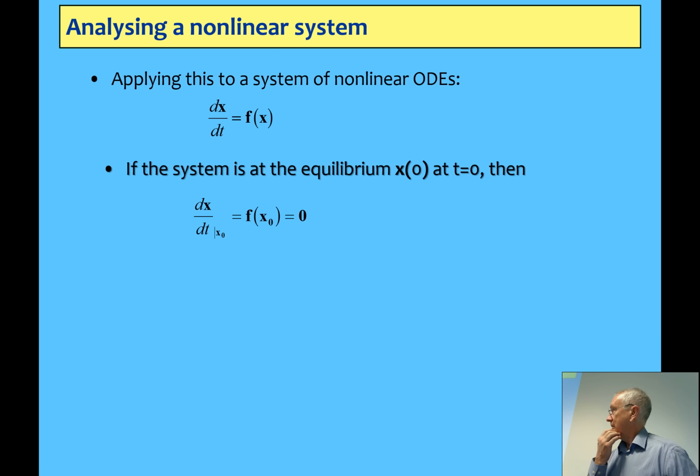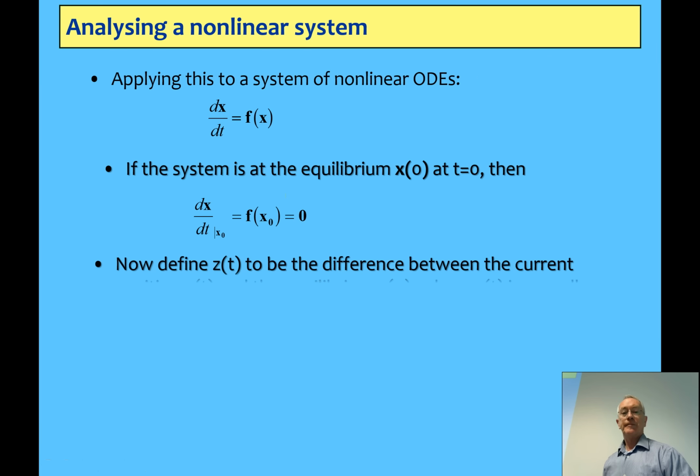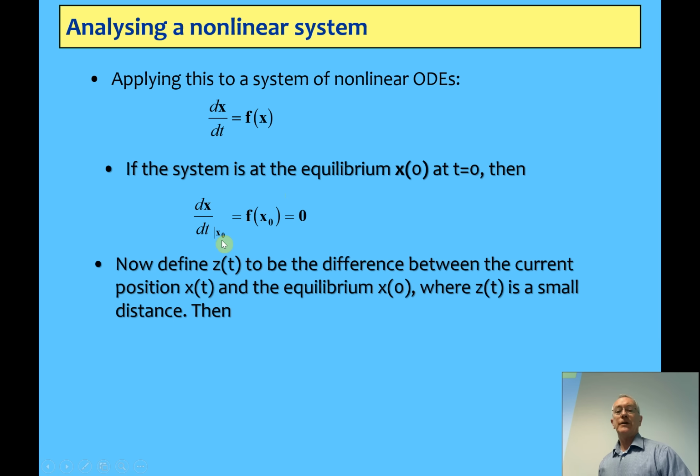So you start off with saying, here's your equation, your nonlinear equation, where x is a vector of values and f is a function of that vector, and you're evaluating it at the equilibrium. Since you're at equilibrium, the constant term you're working with is also going to be 0. Because if you're in equilibrium, there's no deviation from equilibrium. So we now define zt to be the difference between the current position and that equilibrium, and make z small so just the linear term dominates.